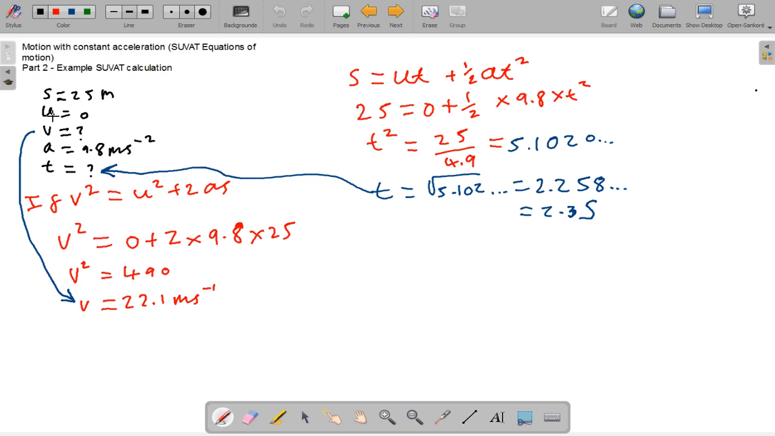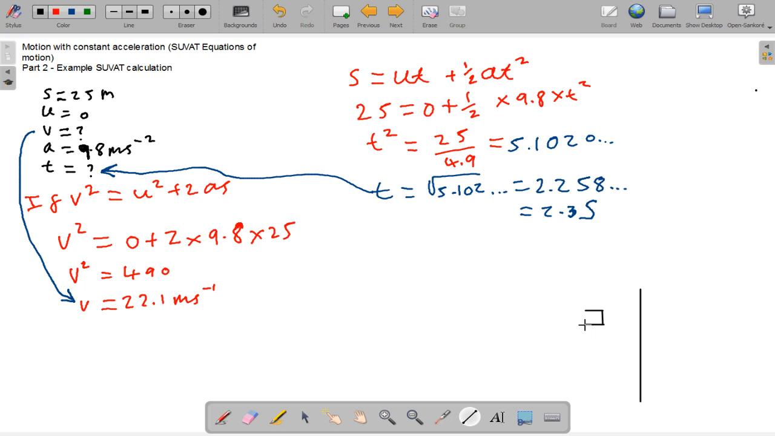Writing SUVAT down the page on your exam paper is a very useful thing to do. It organises all your numbers from the question. So I'll read the question out. A tile falls from a roof 25 meters high. Calculate its speed when it hits the ground and how long it takes to fall, taking g to be 9.8 meters a second squared.